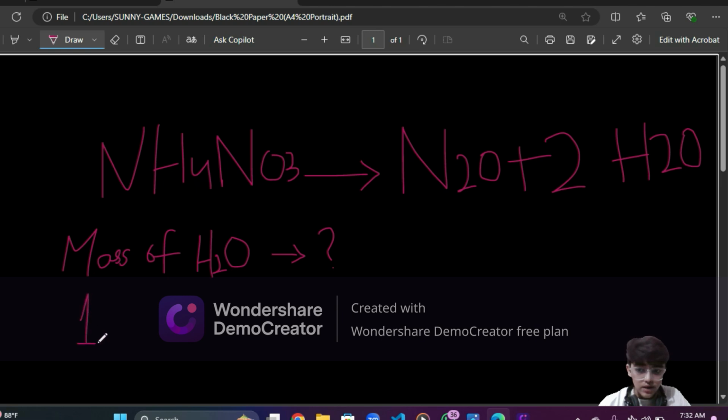1 mole of NH4NO3, or you can simply say ammonium nitrate, is equal to 200 gram of its given mass. Okay, now what would be the molar mass?